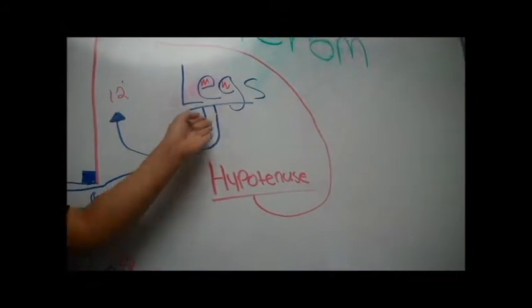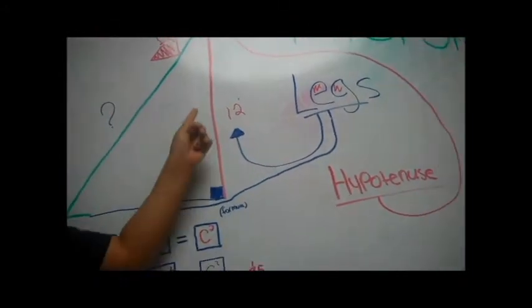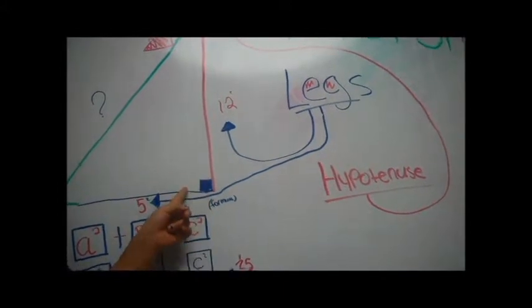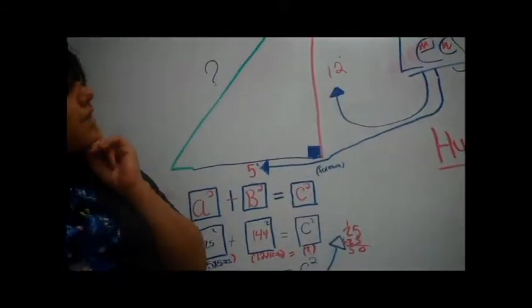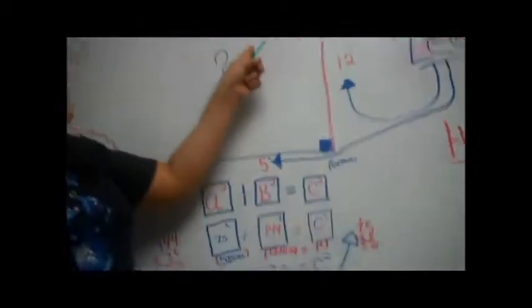And this is called legs, these, because it's a right angle. Here's your right angle. And this is your hypotenuse. So I have to explain hypotenuse.